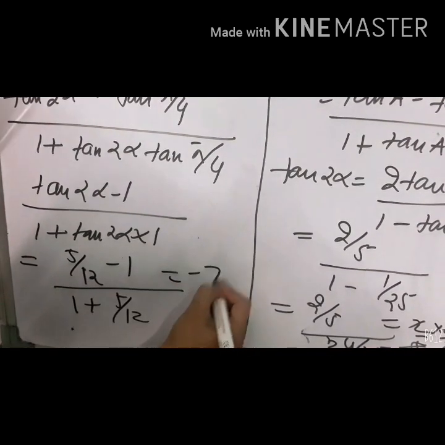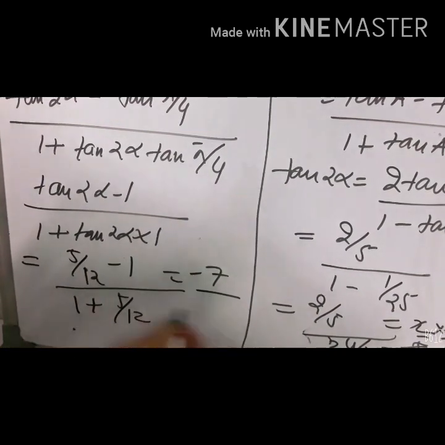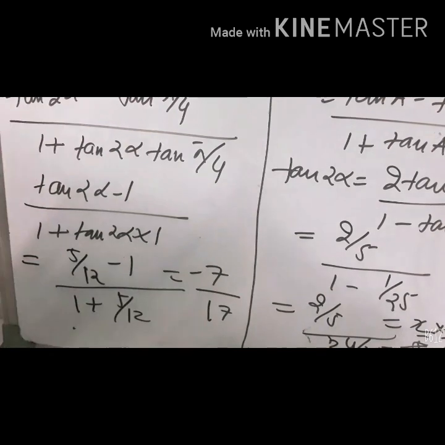It becomes minus 7. I am writing directly, see LCM, by 12 plus 5, 17, and 12 and 12 got cancelled. This is the answer.